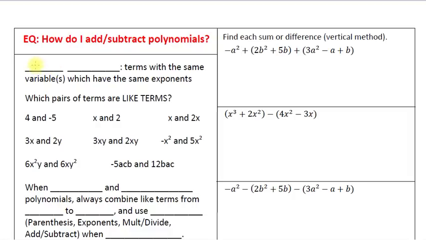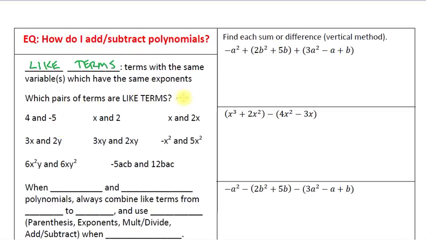On the left side of your page, you can see some fill in the blanks, and this should be something you've heard of before. Maybe you've guessed the next word, like terms. Like terms: terms with the same variables which have the same exponents. You can only add or subtract terms, class, if they have the same variable which has the same exponent. Otherwise, you're not allowed to add or subtract them. Let's take a look at some examples of these.